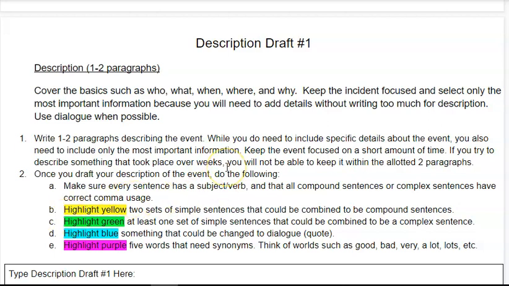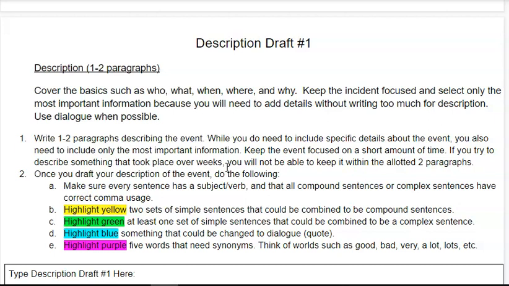And then you're going to go back and you're going to do your introduction. The reason that I do this is because I've noticed over the years that people will start writing about the event in their introduction, and I don't want you to do that. I want you to save those details for the description.